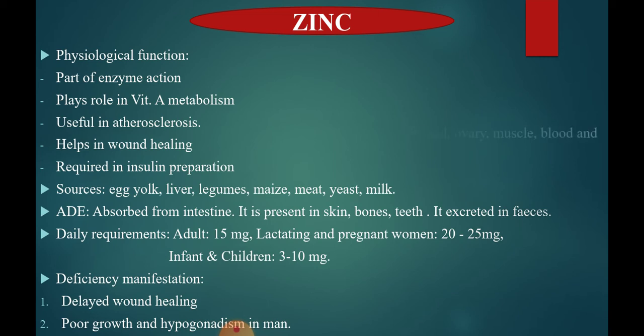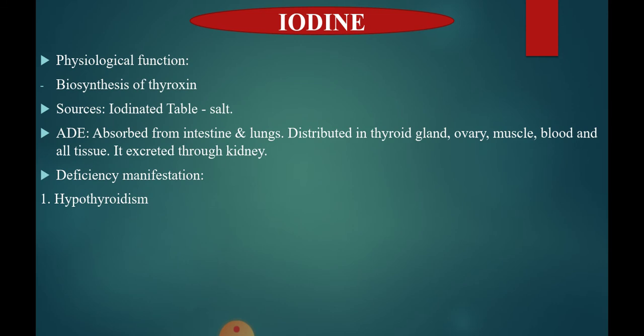Next trace element is iodine. Physiological function: it is an essential trace element required for biosynthesis of thyroxine hormone in the thyroid gland. Sources are iodinated table salt. Food iodine is first converted to iodide and then absorbed from the intestine. Iodides can also be absorbed from the lung.